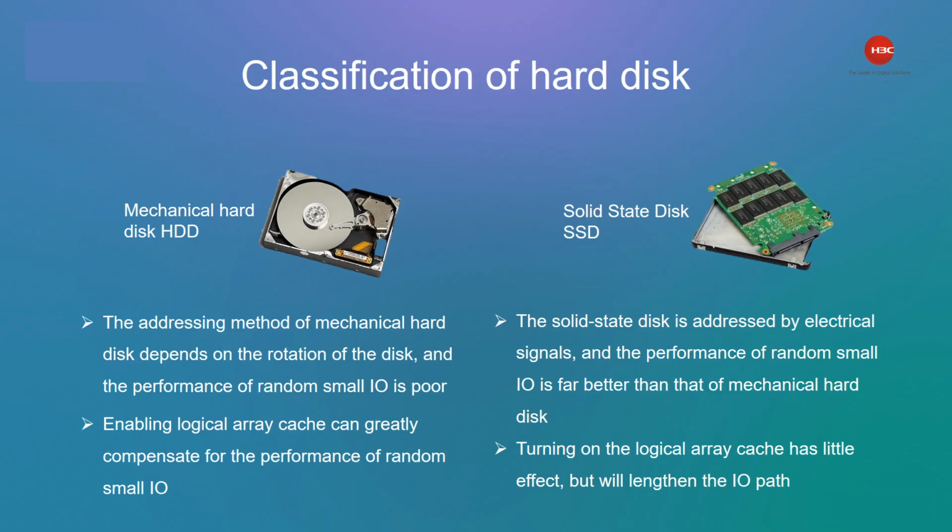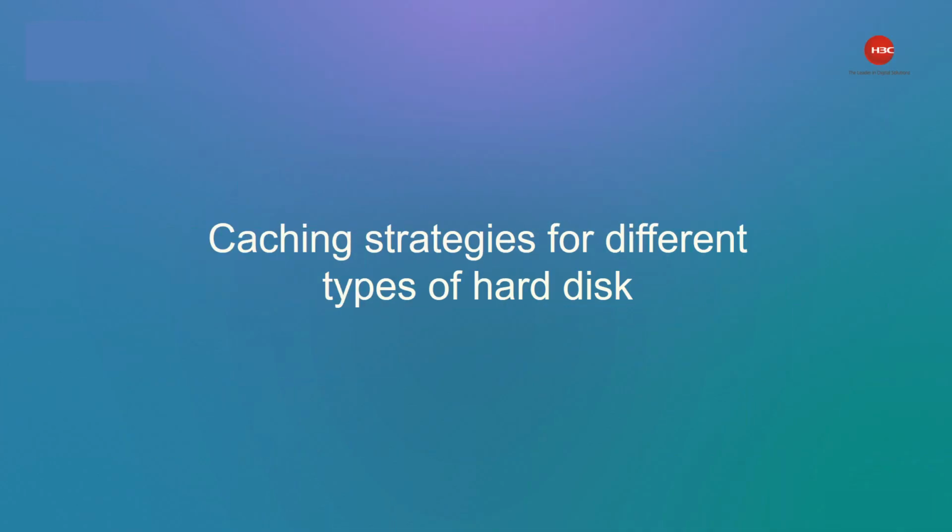The storage medium of the solid-state hard disk is flash memory particles, and through electrical signal addressing, the performance of random small I/O is far better than that of the mechanical hard disk. Therefore, for SSD, turning on the logical array cache has little effect, but it will lengthen the I/O path and may even reduce the read and write performance. So, for different types of hard disk, how should the caching strategy be set?